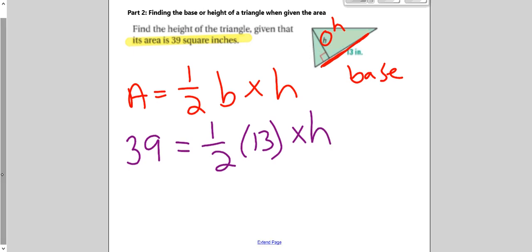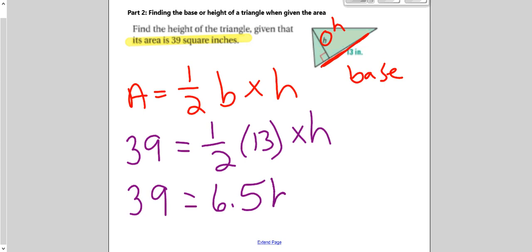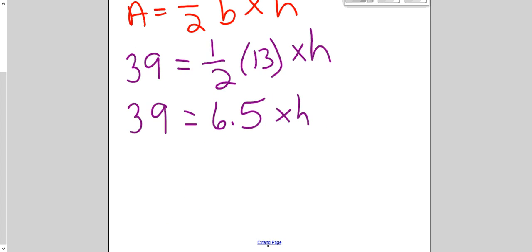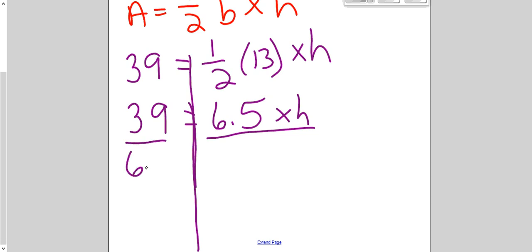So let's go ahead and do 39, do 1/2 of 13. So if you do that, 13 times 1/2, you get 39 equals 6.5 times h. So if I want to get h by itself to solve this, I have to divide, because this is multiplying. So to undo multiplying, you divide. So I'm just going to draw a line here. Divide both sides by 6.5.